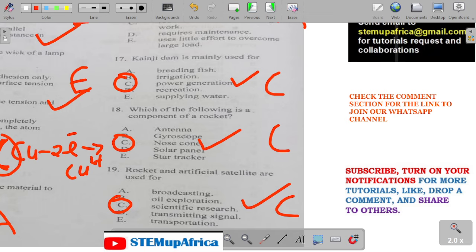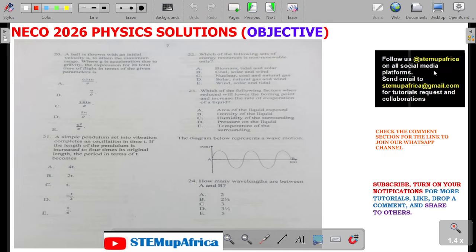Now look at number 20. Let's see what we have there.